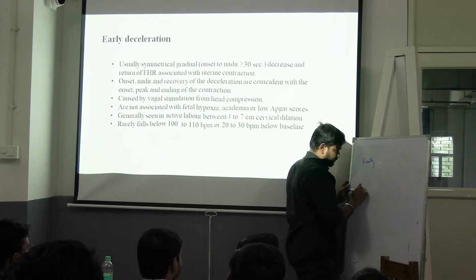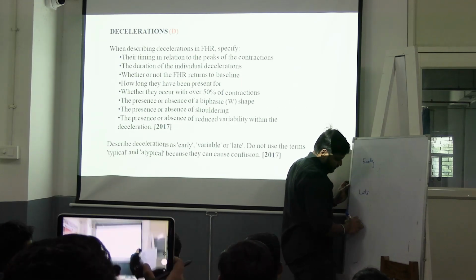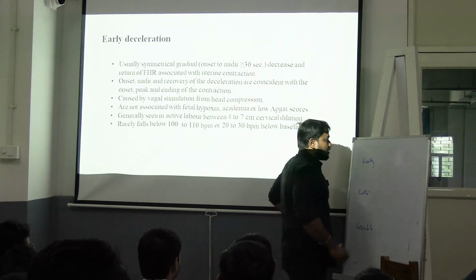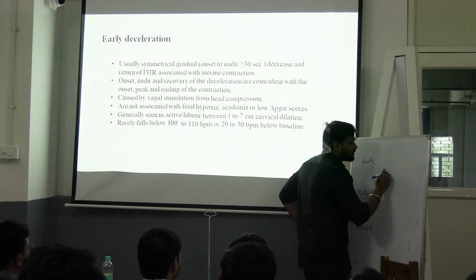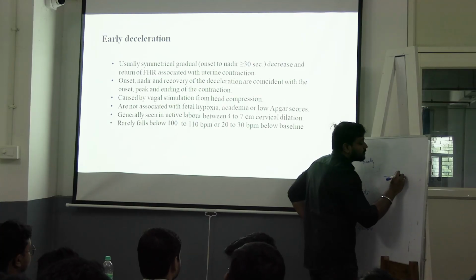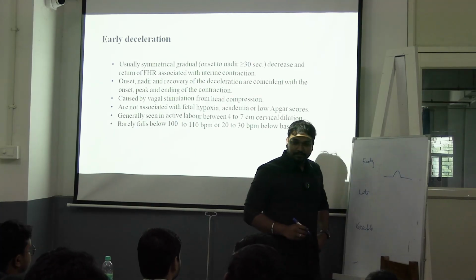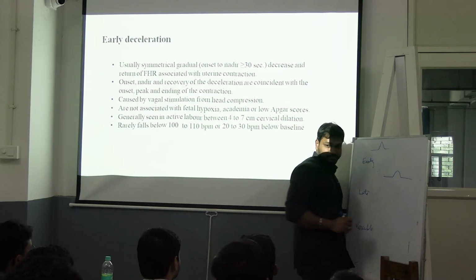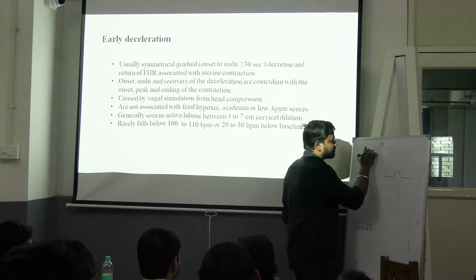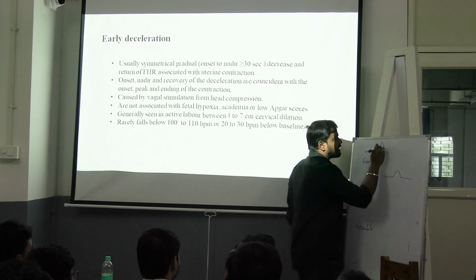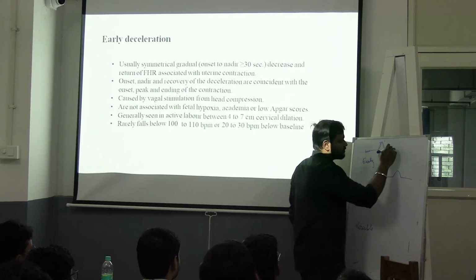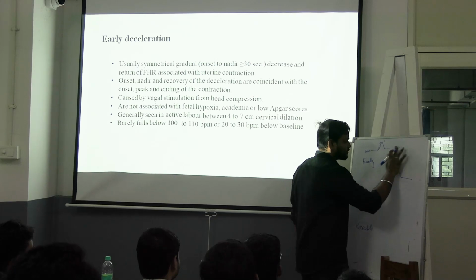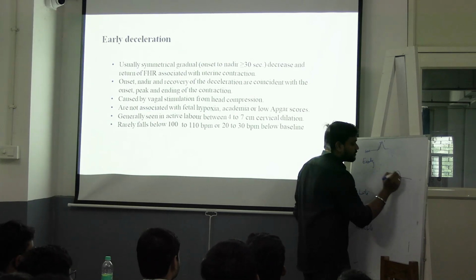Early, late, variable. See, this is the uterine contraction. This is acceleration. This is the baseline. From baseline it is increasing, we call it acceleration. From baseline, if it decreases, we call it deceleration. Yes? So this is the contraction.